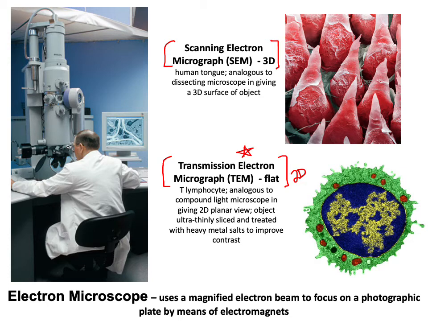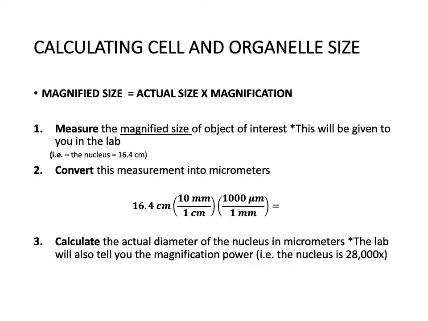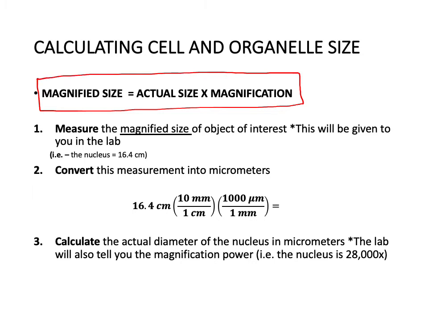And when we do that, the whole goal of this is to calculate the cell and organelle size of those structures that you're asked to calculate. So the math that we're going to do for this is really easy. This is the formula that you are going to be using today in lab. We're going to take the magnified size, and that is equal to the actual size times the magnification.